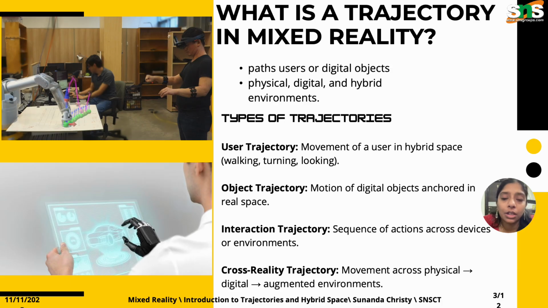When we go to object trajectory, each and every object should not get merged with each other. It should have a distance between each and every object, so that has to be done. Whereas interaction, when two persons are talking with each other in a virtual reality, we have to have some distance where they are able to connect with each other, as well as some actions to be seen everywhere. And cross reality trajectory means a movement across physical, digital, and augmented environments. In that way these things have been used.